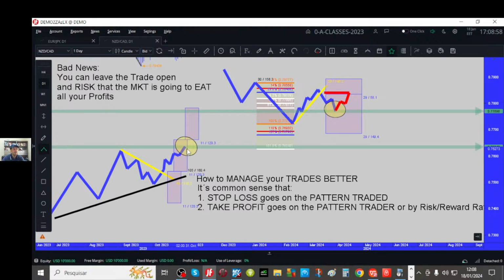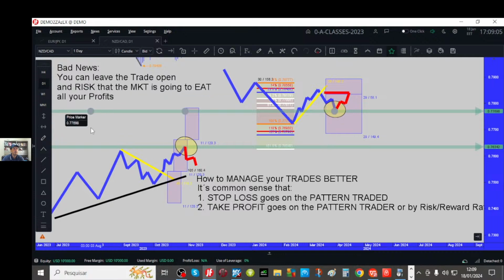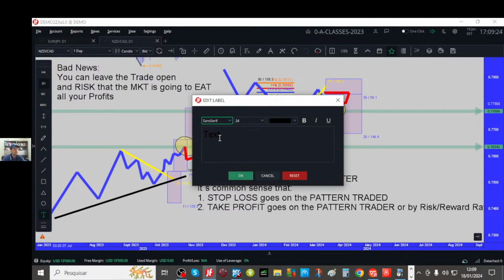Just an example. In an uptrend too, the market can go down, down, down, and maybe not eat all of your profits, but can eat a big portion of your profits. So the question is still, what are you going to do? You can leave the trade open and risk that the market is going to eat all of your profits. So, not bad news, but difficult news.